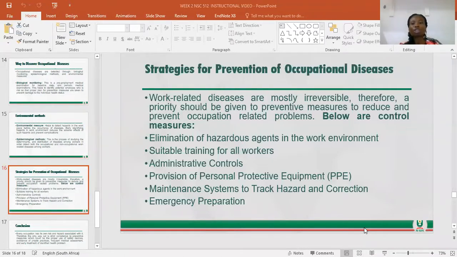Strategies for prevention of occupational disease. I mentioned elimination of hazardous agents, suitable training for all workers, administrative controls, provision of personal protective equipment, a maintenance system to track hazards and correction, and emergency preparation.